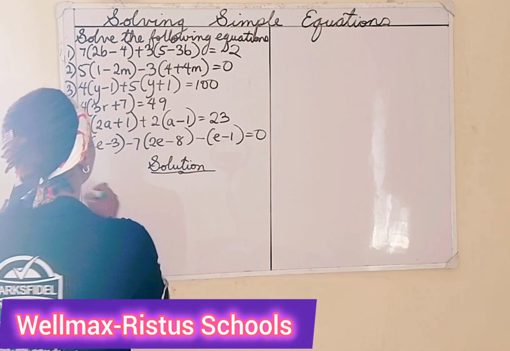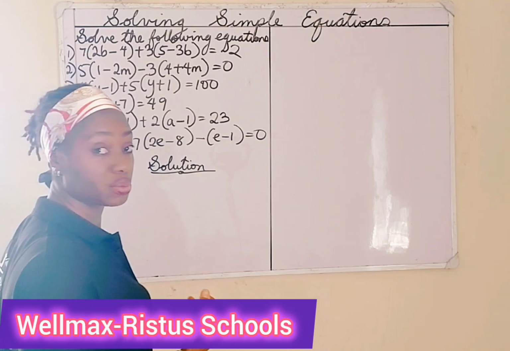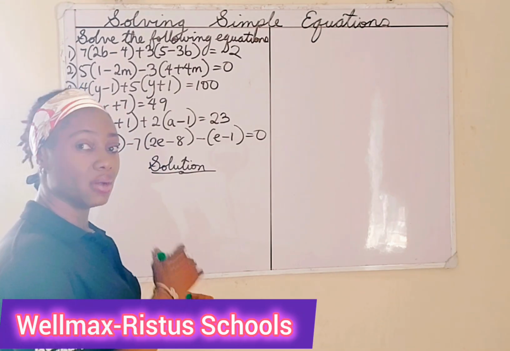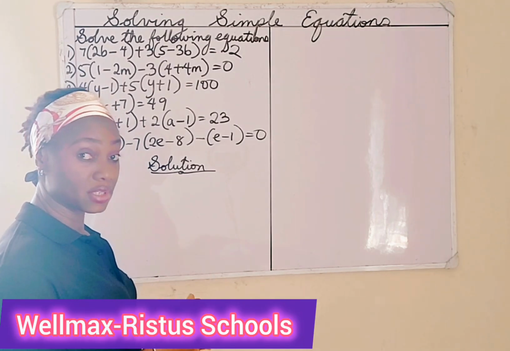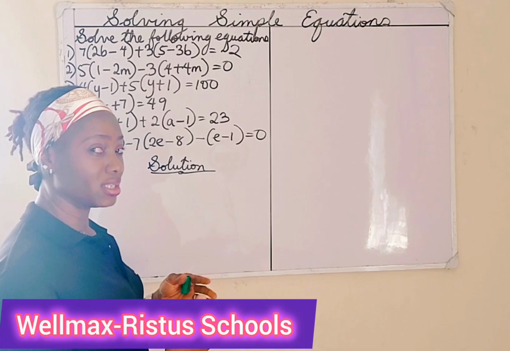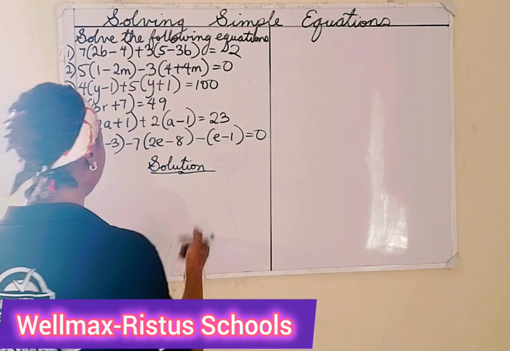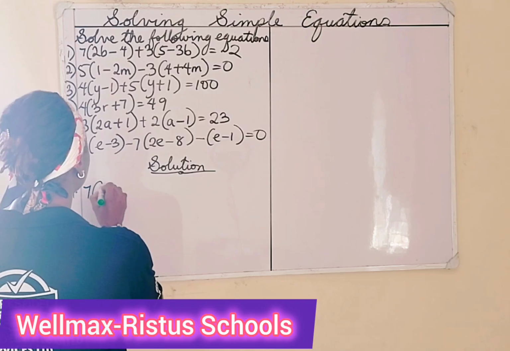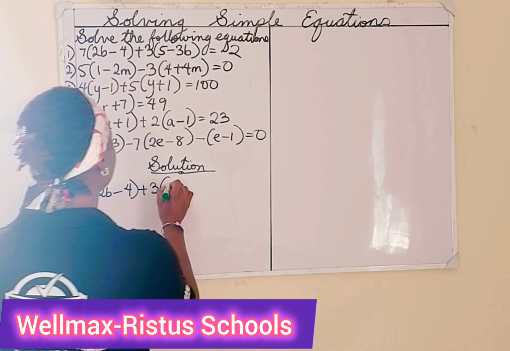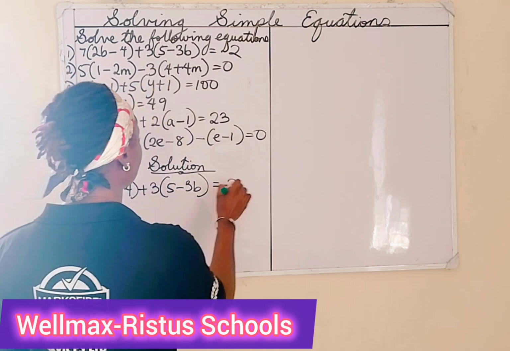Question 1. We are expected to solve these simple algebraic equations by breaking them down into simpler steps and either adding, subtracting, dividing, or multiplying as the case may be. Let's continue. 7(2b - 4) + 3(5 - 3b) = 2.